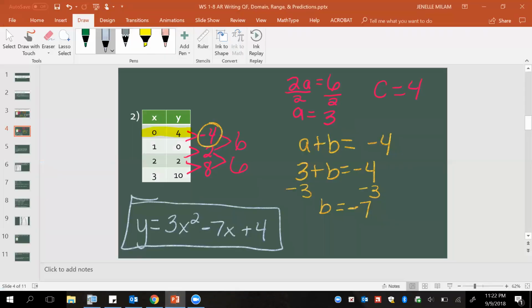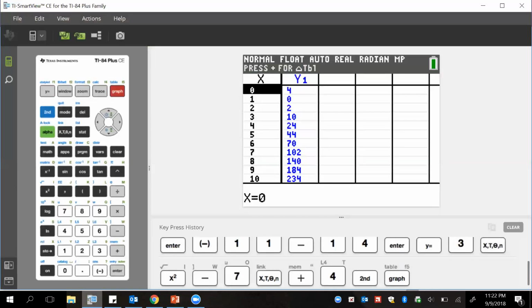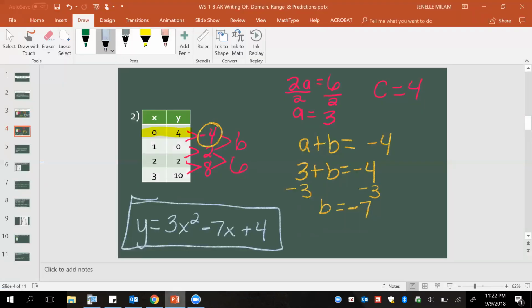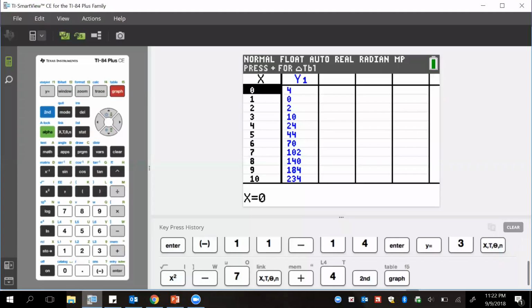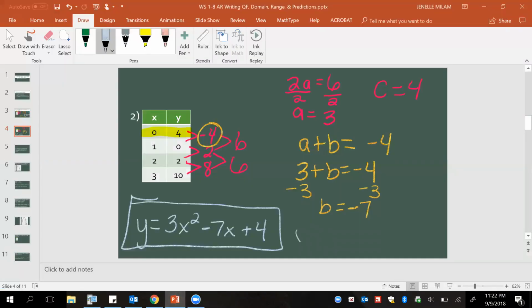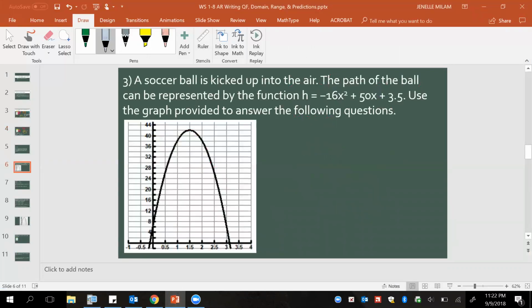Well, is that true? Is x 0, y 4? Yes. X is 1, y is 0. Is that true? We're going to go back. 1, 0. So then we want to see is the next one 2, 2, and then 3, 10. 2, 2, 3, 10. So we've done this correctly. So please always check yourself. Now that this video is done, I'm going to come back and I'm going to now show you the next one. So we're going to start with number 3 altogether.